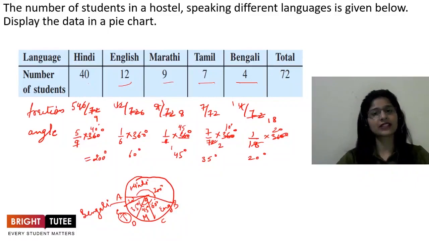Clear? So what we have discussed in this is what a circle graph or a pie chart is, then how to draw it and how to read it. These are the things that we have done in today's lecture, and this was really quite easy. Pie chart is the easiest thing in data handling.